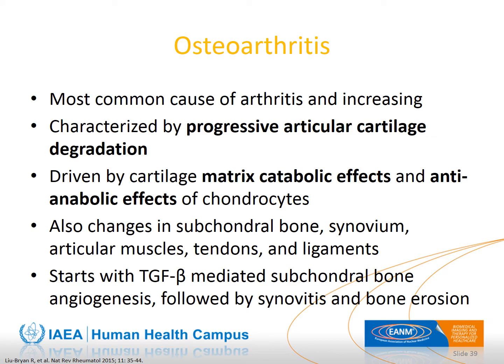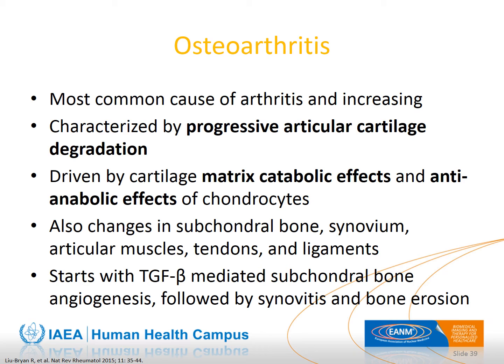Having discussed rheumatoid arthritis, let's now focus on osteoarthritis, which is the most common cause of arthritis and an increasing public health problem, owing to an aging population and an increase in acquired risk factors such as obesity. The condition is characterized by progressive articular cartilage degradation and is driven by cartilage matrix catabolic effects and anti-anabolic effects of chondrocytes. However, changes are not limited to cartilage, but also include subchondral bone, synovium, articular muscles, tendons, and ligaments.